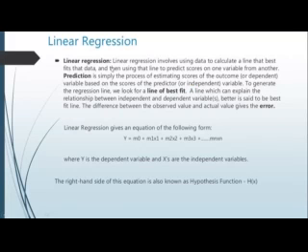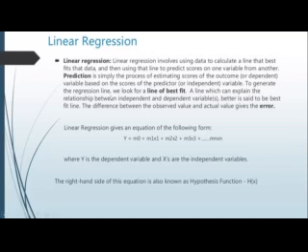So linear regression is one that involves using data to calculate a line that best fits the data, remember, and also using that line to predict scores on one variable from another. Prediction. So here the new term we are going to see is called prediction. That means it's simply a process of estimating scores of the outcome variable based on scores of a predictor variable.